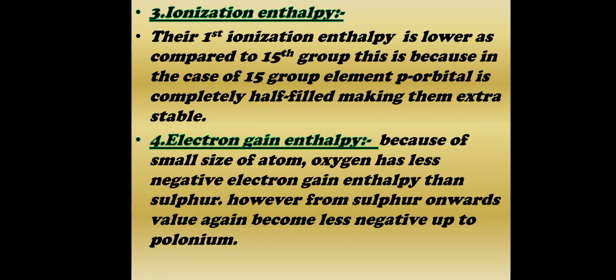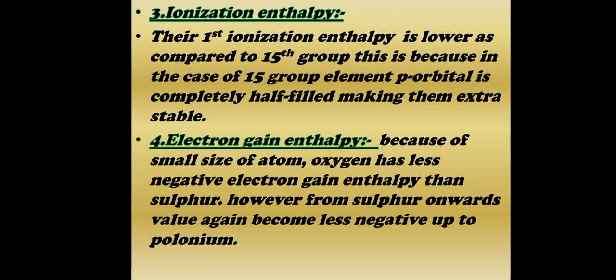Let us talk few more properties. Ionization enthalpy. What is ionization enthalpy? Energy required to take out the outermost electron from a gaseous atom. So, if we talk about the 16th group elements, the first ionization enthalpy is lower as compared to 15th group. Why is it so? Because in case of 15th group elements, p orbital is completely half filled. In 15th group element, we have seen the configuration ns2 np3. That means p orbital was half filled, which was extra stable, and therefore the ionization enthalpy was large.